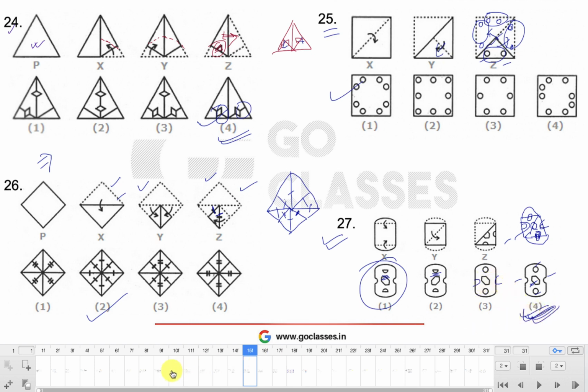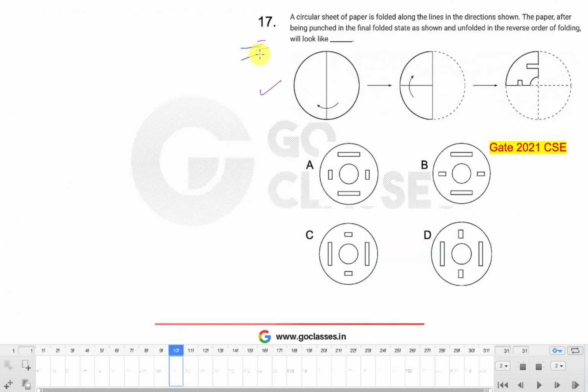Now let's move to question number 17. It was a GATE 2021 question. This circular sheet is first folded like this, and then this. Then this cut was made. So first of all, we have to unfold it like this. So what is the mirror image of this?